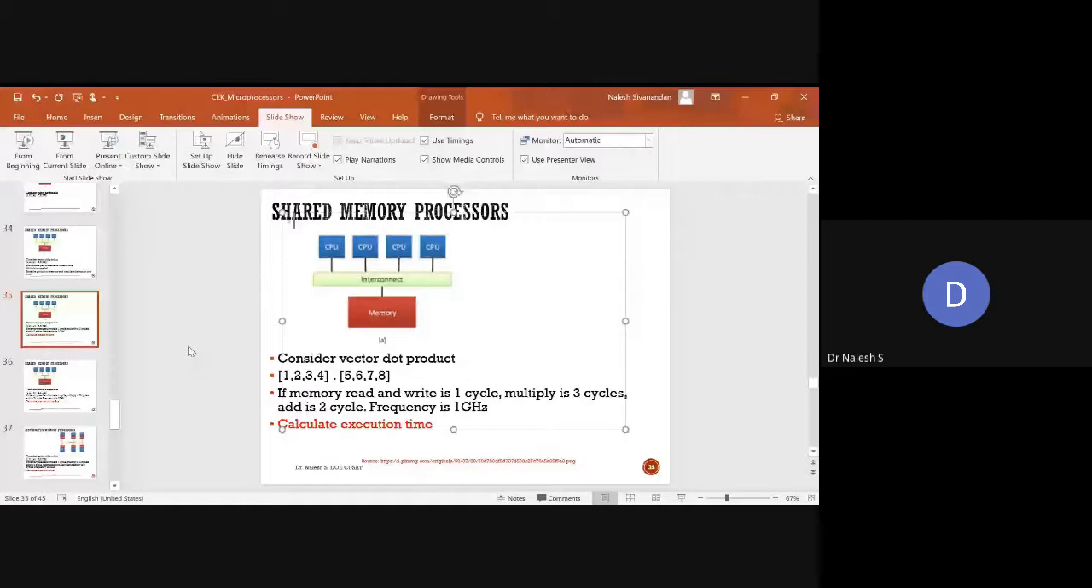So how many cycles will it take to complete one multiply operation? Read 2 data, multiply and then write back. Can one of you answer that? Read 2 data, multiply and write the answer back.